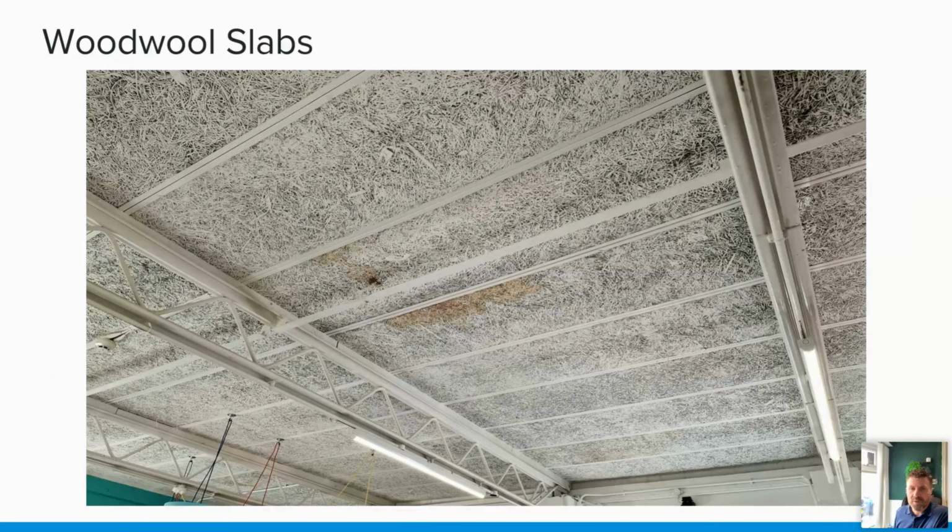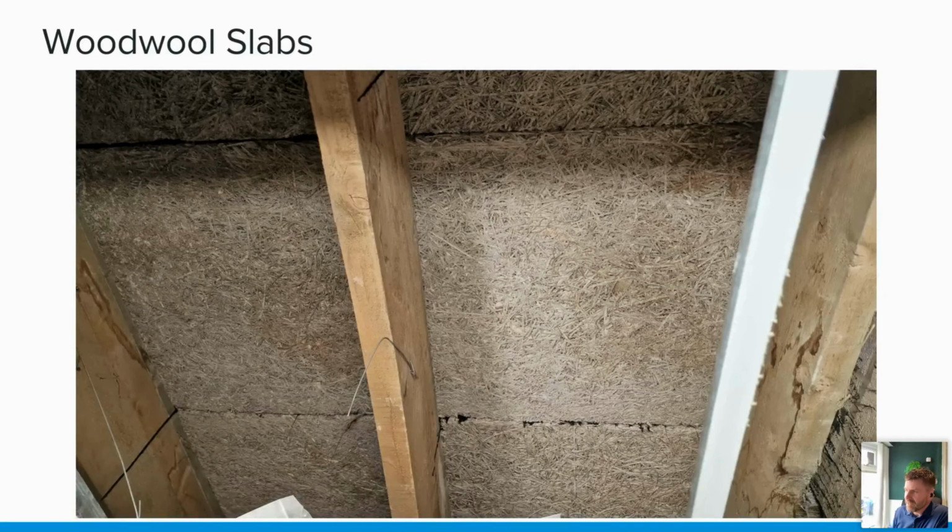Woodwool slabs can be confused by the untrained or less experienced eye with a stramit deck. We do get asked the question quite often: is this woodwool or is this stramit? Easiest way to determine that: this one's been painted, by the way. This isn't what a woodwool slab would look like. It's more of a brown finish like that. This one's been painted, but you can see the random way that the strands of the wood shavings are present in there.